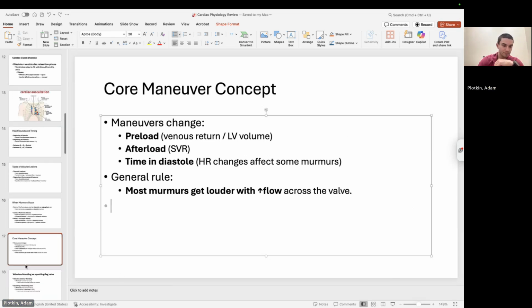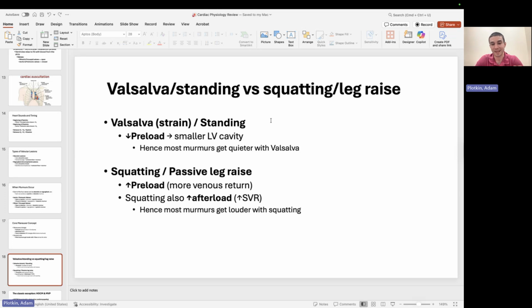Perfect. Okay, so Valsalva and standing and then squatting and leg raise, right? So Valsalva is straining, right? You can have the patient pretend to take a bowel movement, or like tell them, hey, pretend like you're taking a bowel movement and really just bear down. You can have them cough. You can have them kind of breathe out against what's called a closed glottis. So you basically close your throat and really breathe out, right? Really strain. What this does is it increases my intrathoracic pressure.